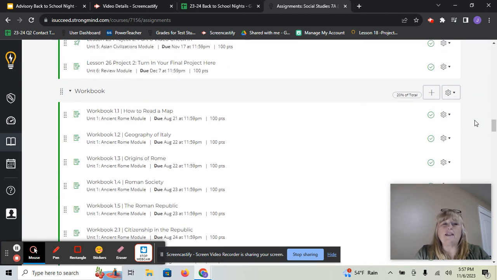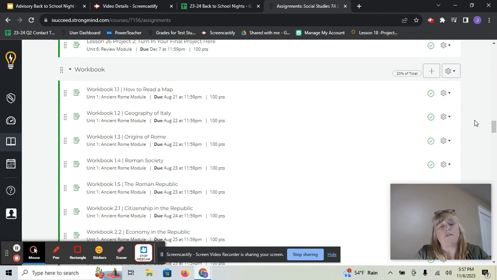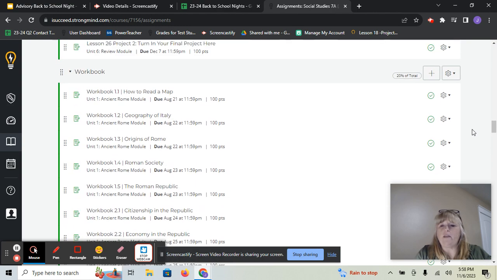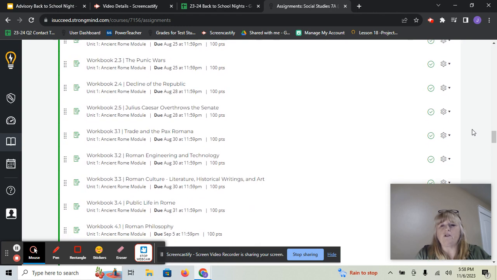And then the last thing is workbooks. Well, not the last thing. There's workbooks again, so you have the different lessons. All the workbooks, 1 dash whatever, go with lesson 1. Again, those are computer generated, but those are 20% of their total.